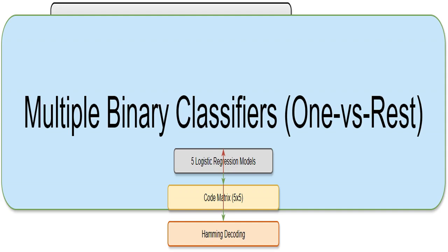Remember, we have 5 classes. OVR means we create 5 separate binary classifiers. Each classifier focuses on just one class, trying to separate it from all the other 4 classes. This is in contrast to other methods that might pair each class against each other class.